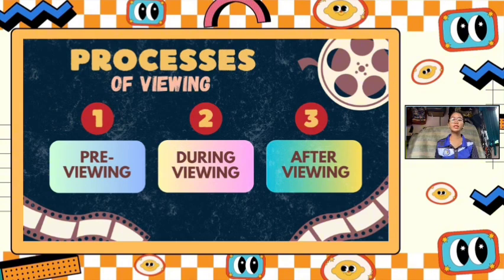Now, let's proceed to during viewing. This is where students respond by reflecting, analyzing, evaluating, and creating. And lastly, we are down to the last part of the processes of viewing. We have after viewing. This is where we interpret and summarize, pause and review, as well as analyze and evaluate the text.